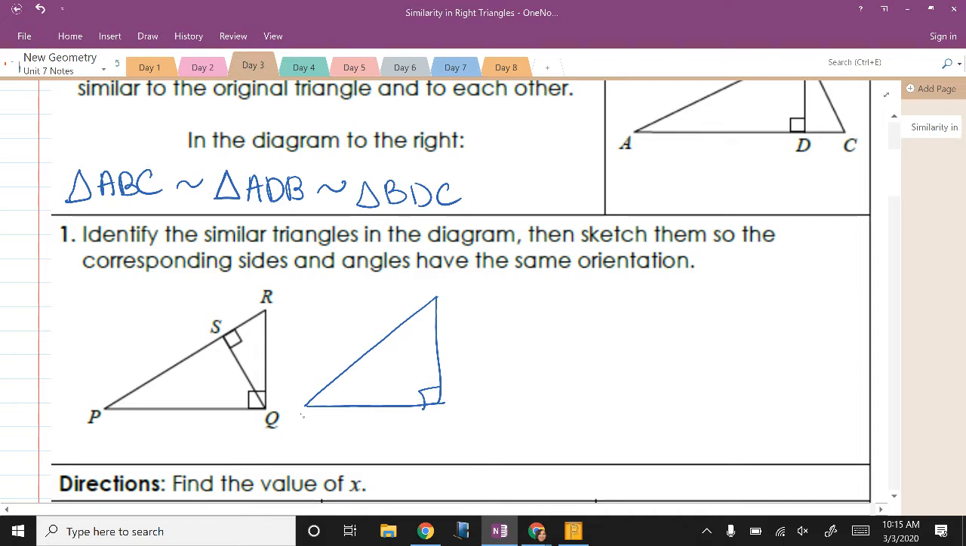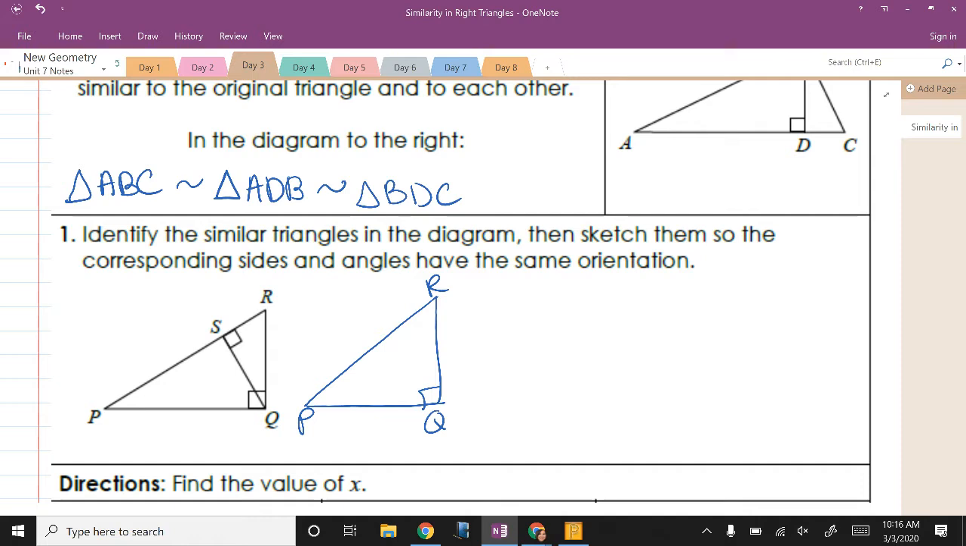So the big one is PQR. So my Q is my right angle. Okay? So I just copied it exactly the way it was already oriented. So what I'm going to do is take these smaller right triangles and flip them around to where they're in the same direction. So I'm going to start with this one right here. Okay? So do y'all see that RQ looks like my shorter leg? So when I draw it, I need to make sure the shorter leg goes right here in the same direction. Does that make sense?